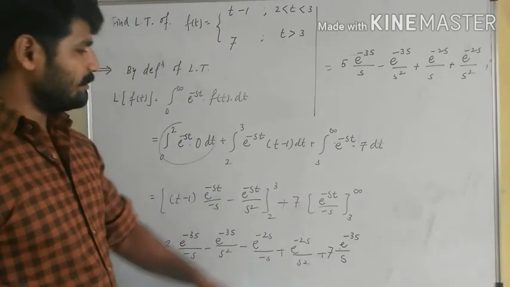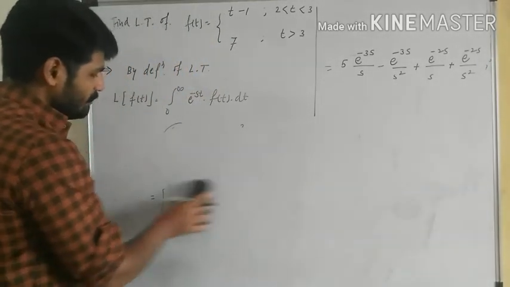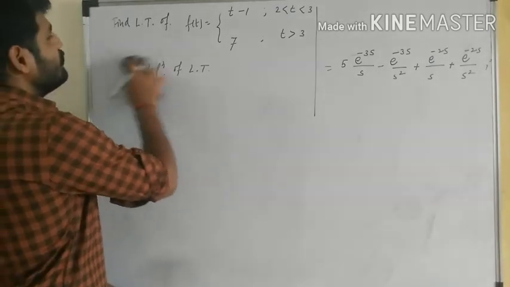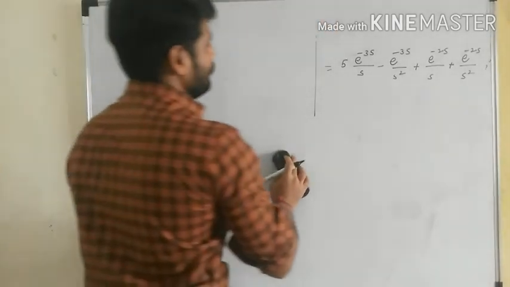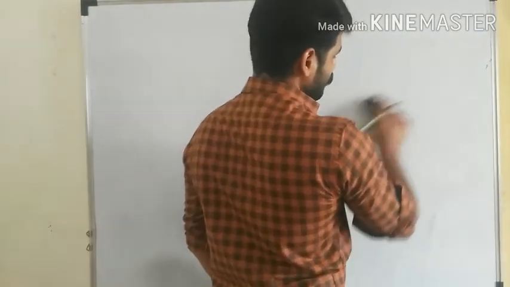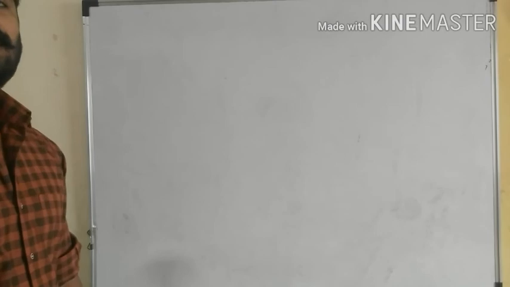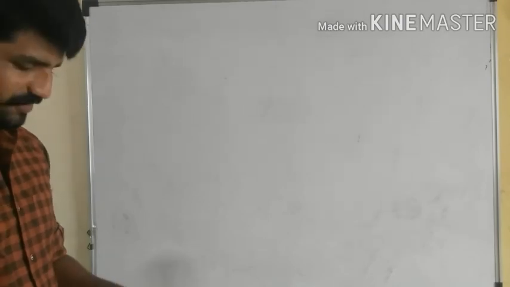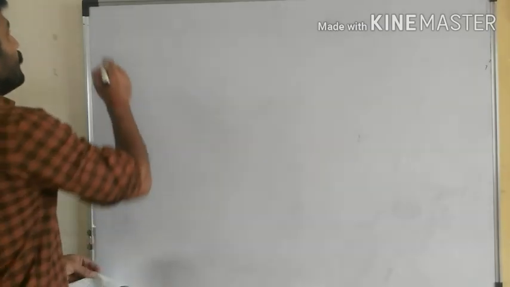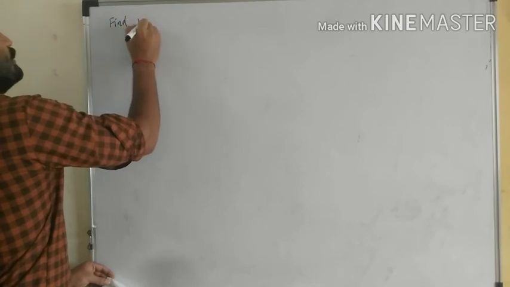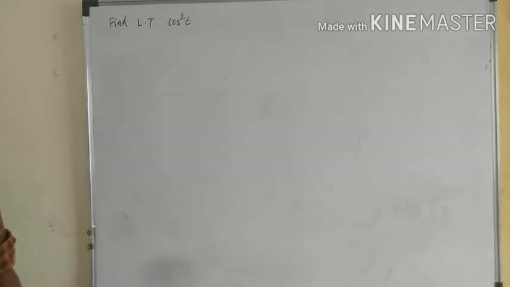Now see, this is a complete procedure to find Laplace transform. These are the two problems in which we have to use the definition of Laplace transform to find the Laplace transform of the given function. Now see examples of those types in which to find Laplace transform we directly use the Laplace transform of elementary functions. Now see the next problem. Find Laplace transform of cos square t.